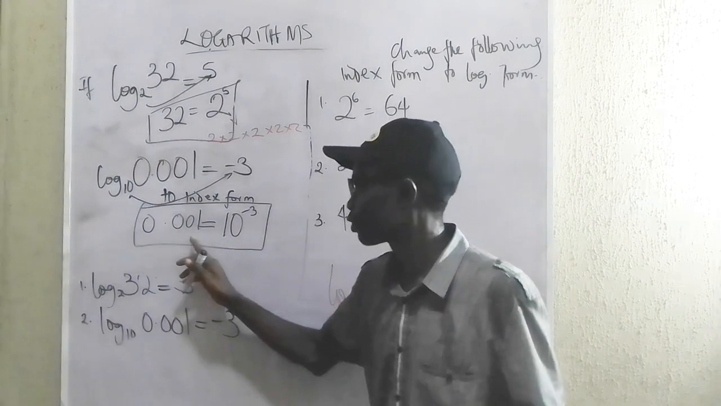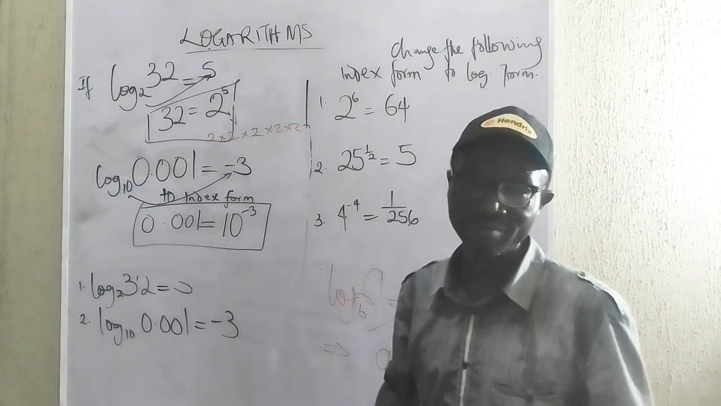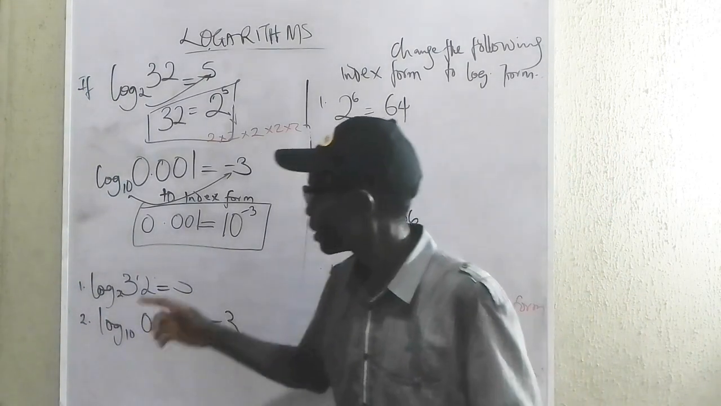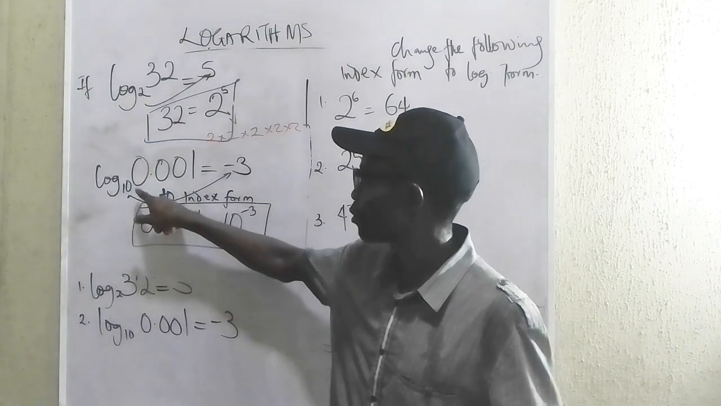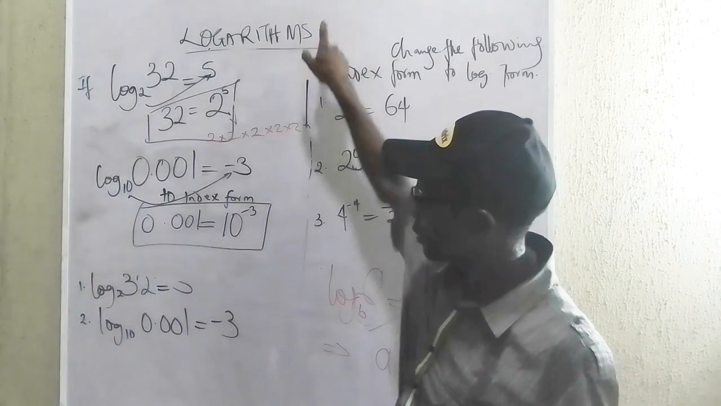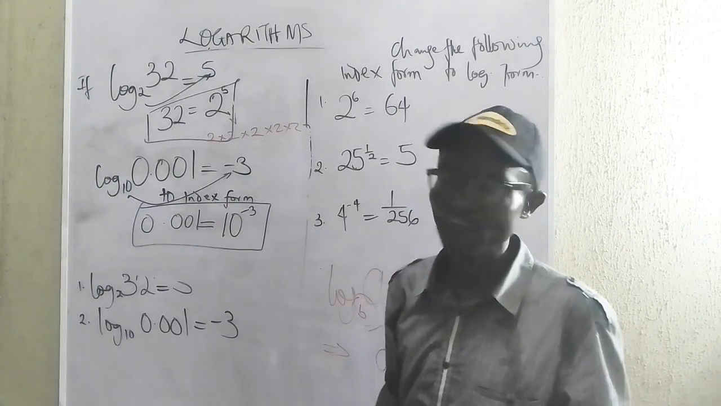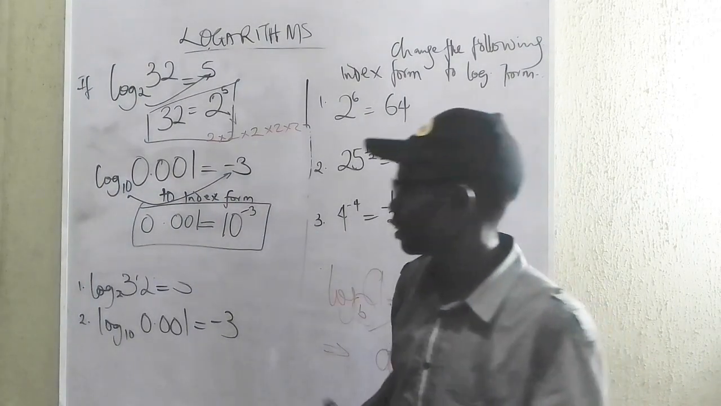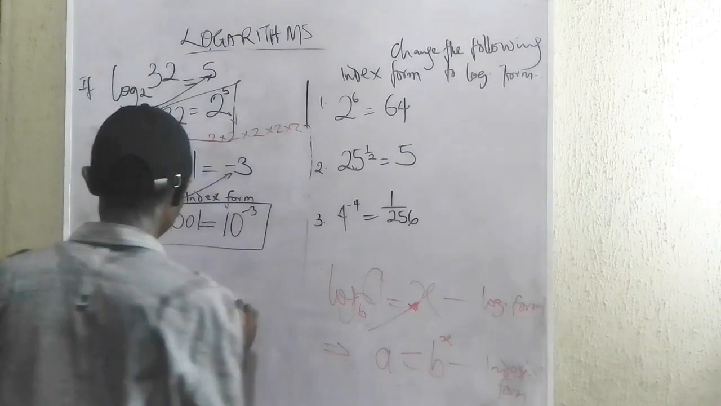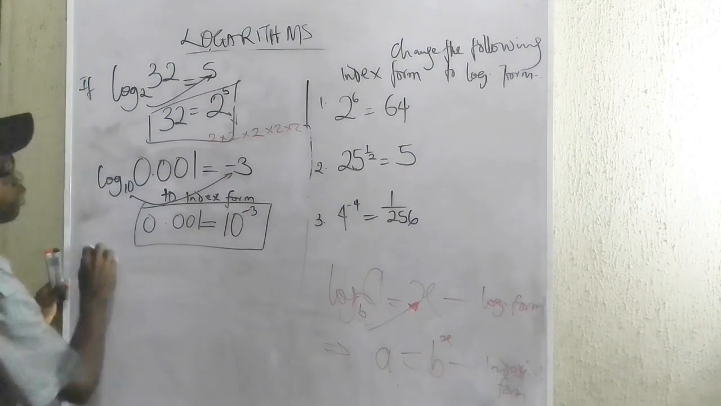So 0.001 is actually 10 raised to the power of minus 3. So the log of a number to a particular base is the number of times the base will be raised to give that number. This is it. So you can do the reverse part. So we're done with this question. This one is solved.